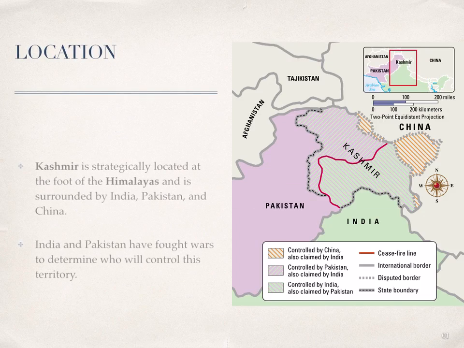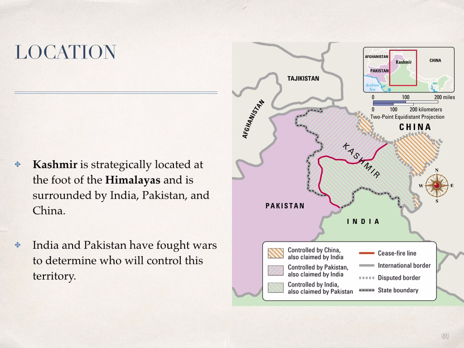Kashmir. Location. Kashmir is strategically located at the very foot of the Himalayas. It's a very beautiful area. It's surrounded by India, Pakistan, and China. India and Pakistan fought wars over this area to determine who will control it. On the right-hand side, you can see a map of Kashmir. It seems to be claimed by everyone, from Pakistanis to Indians to even Chinese claim part of this territory.